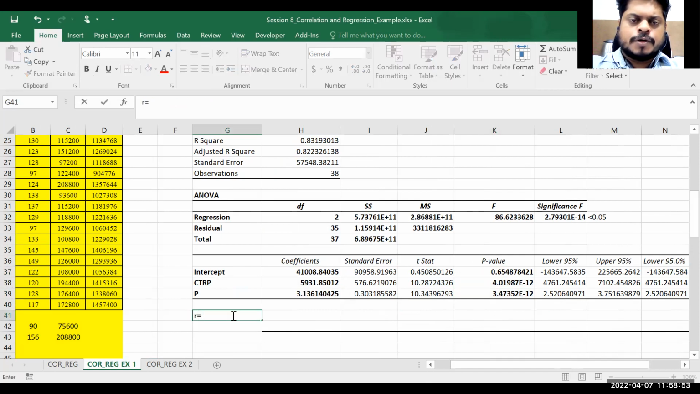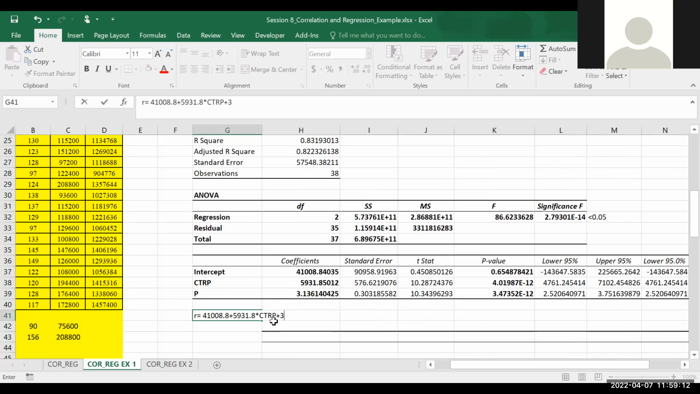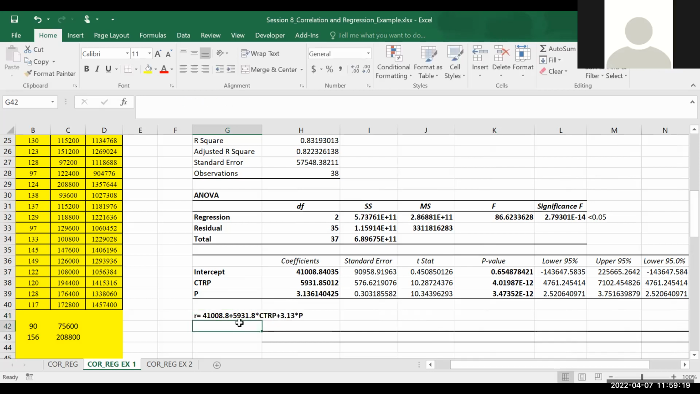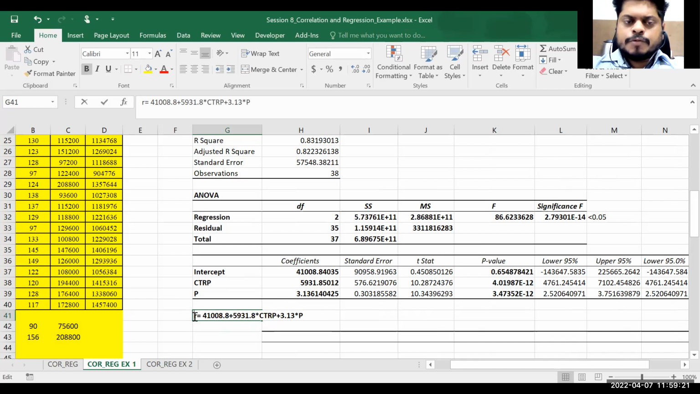Revenue is equal to the intercept, that is the constant value 41008.8, plus this coefficient, since I'm building a linear equation, 5931.8 multiplied by CTRP, plus 3.13 multiplied by P. So what I'm telling, this revenue equation is obviously true for the sample within this range.